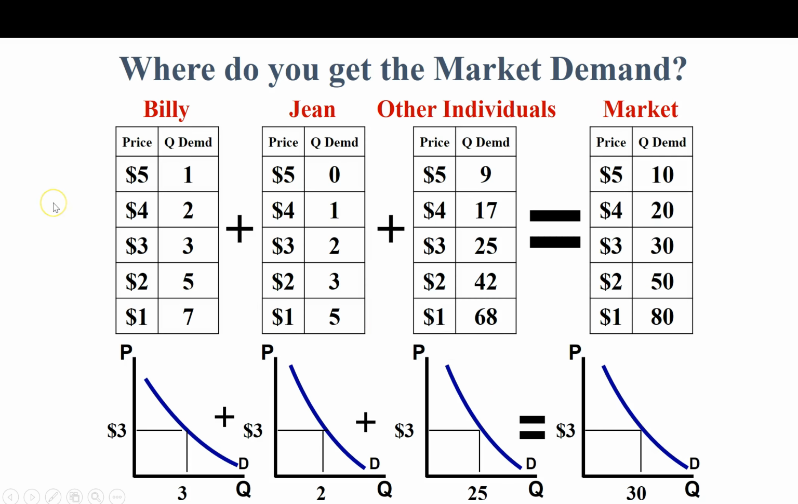Now, in order to understand where we get market demand, we have to understand that it's a combination of individual demand from the number of individuals that participate in the market. So this is just an example that for one individual, you'd have a demand curve for that individual, and then we add that to the next individual and all the other individuals combined, and ultimately we end up with a market demand curve.